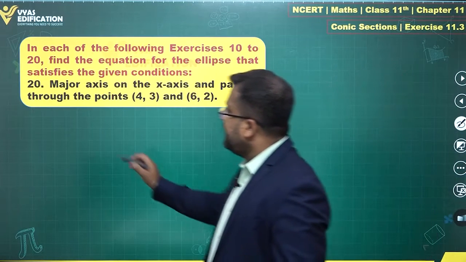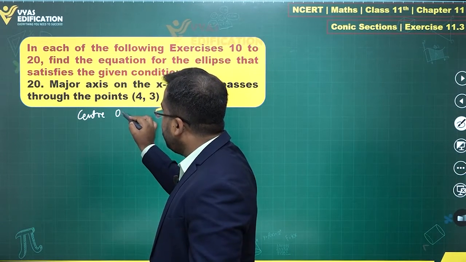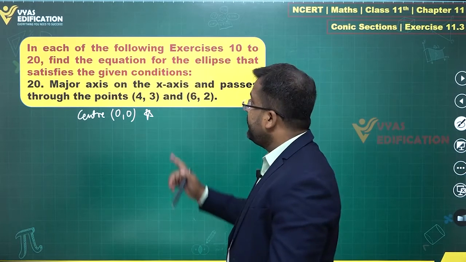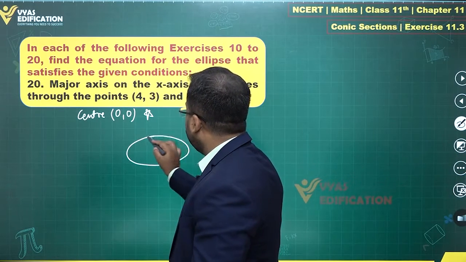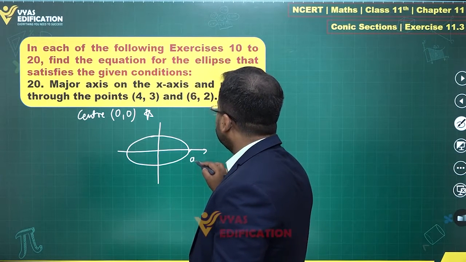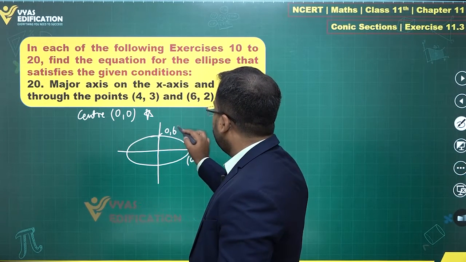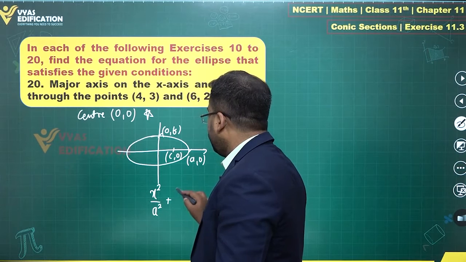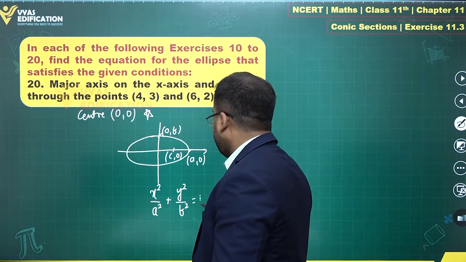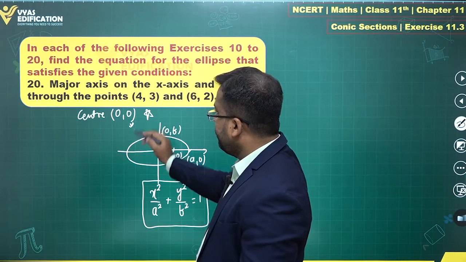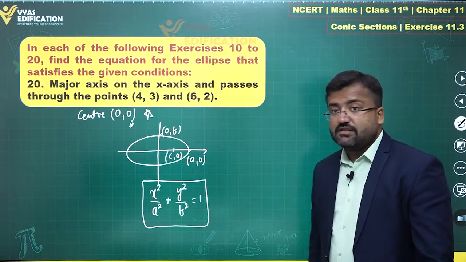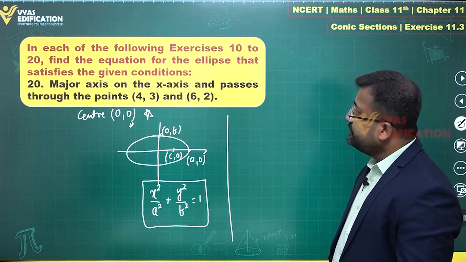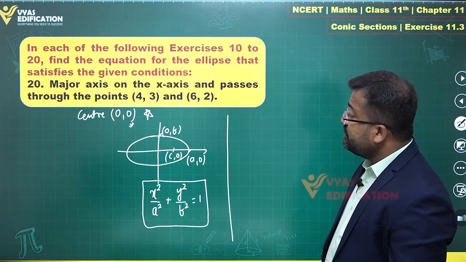So if you add that center is at 0, 0, if this is given, then I can write the equation, right? Major axis on the x-axis, so this will be a horizontal ellipse. This is a comma 0, this is 0 comma b, this is c comma 0. Equation will be x square upon a square plus y square upon b square is equal to 1, right? This is important, mind you. Without this, we will not be able to write this, and therefore we will not be able to solve the question, right? So here we have major axis on x-axis and passes through the points 4, 3 and 6, 2.